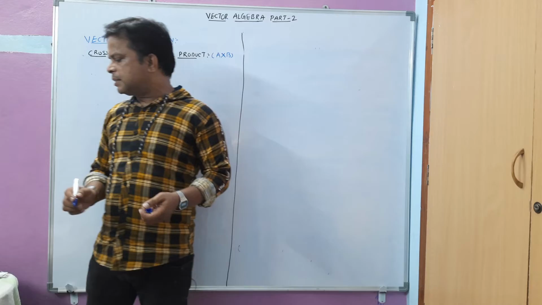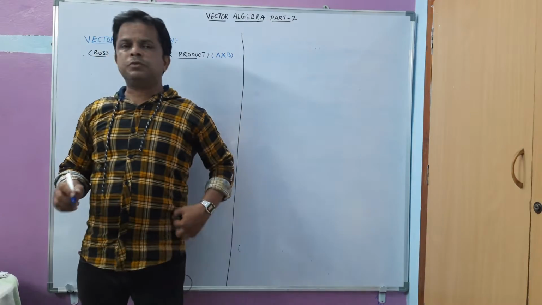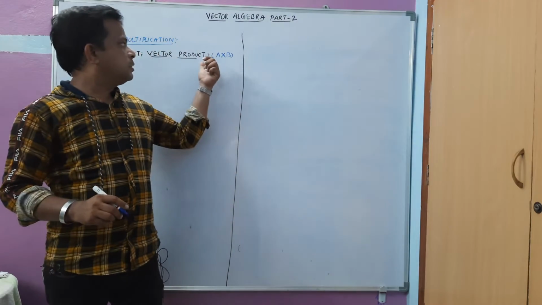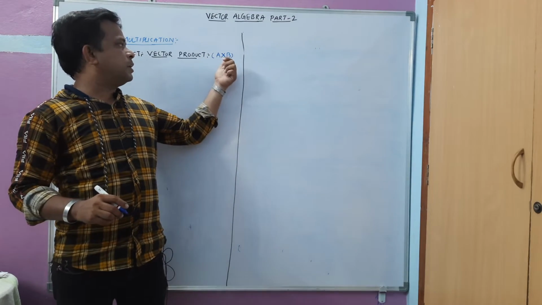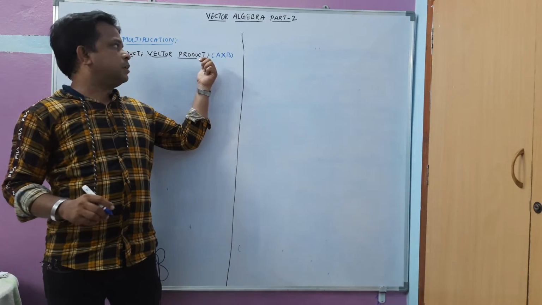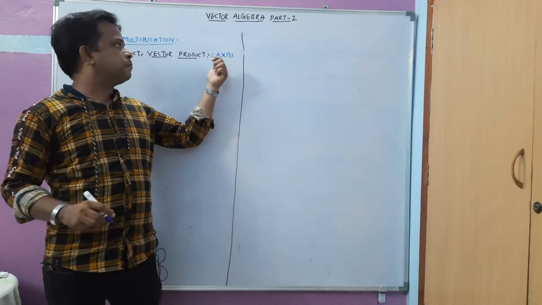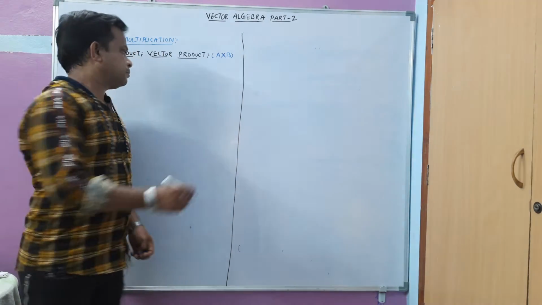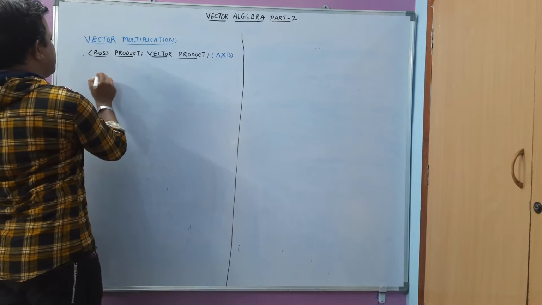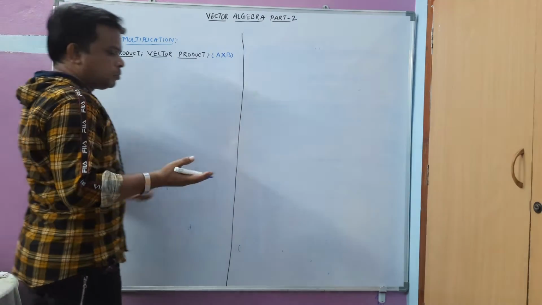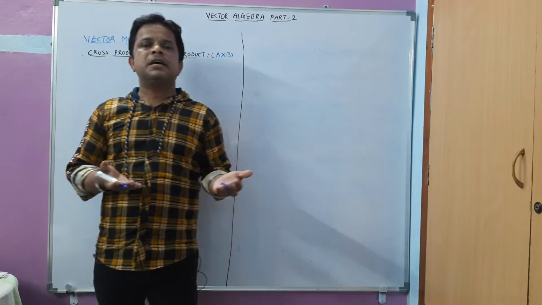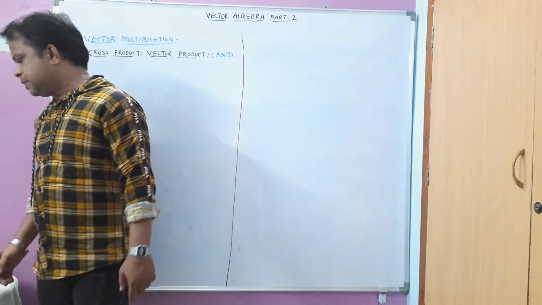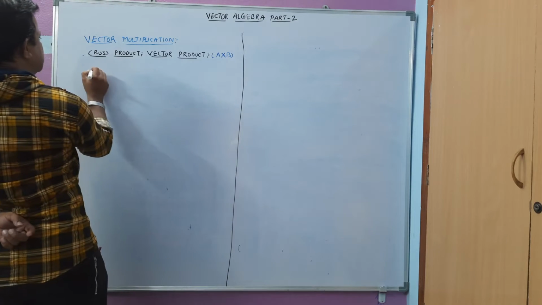It is defined as a vector quantity whose magnitude is the area of parallelogram formed by A and B, and whose direction is normal to the plane of the cross product.